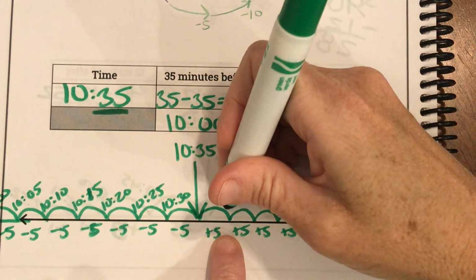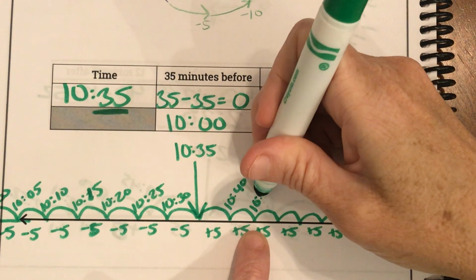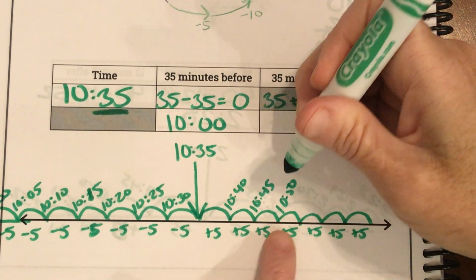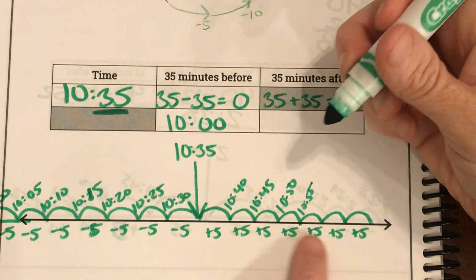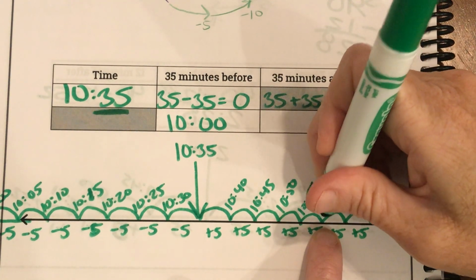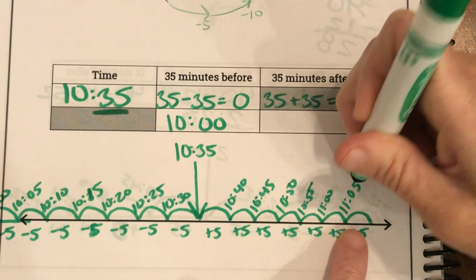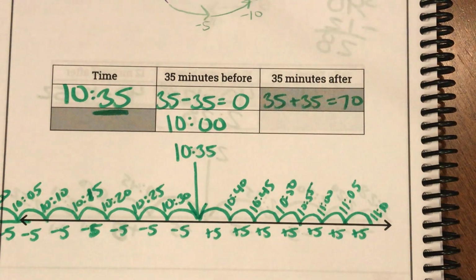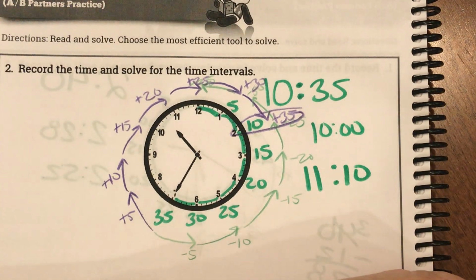So if I added 5 to that, I would get 10:40. Another 5 would give me 10:45, 10:50, 10:55, another 5 minutes after 10:55 would be 11, 11:05, and my final stopping spot would be 11:10. So all strategies gave me the same answer.